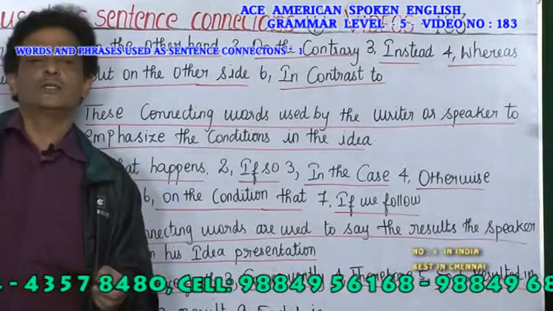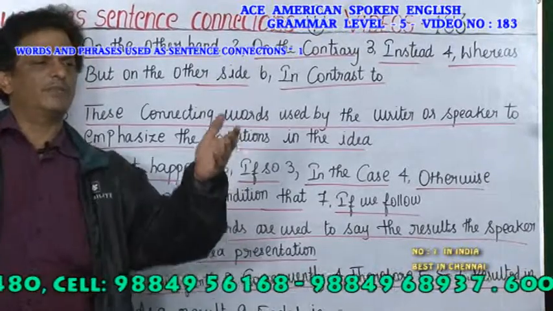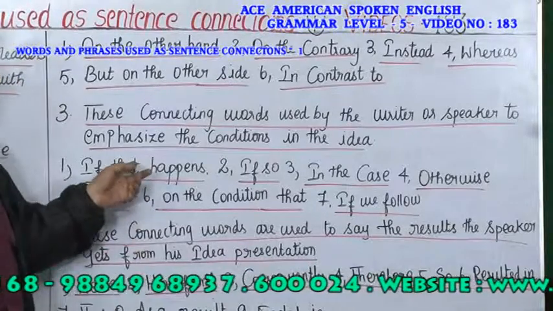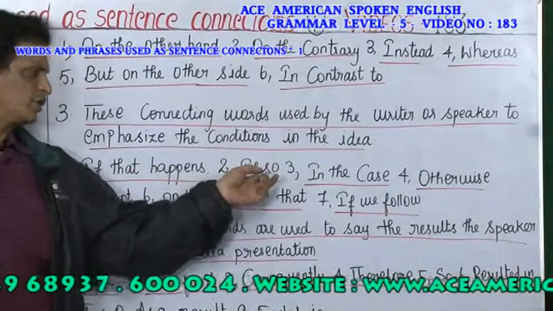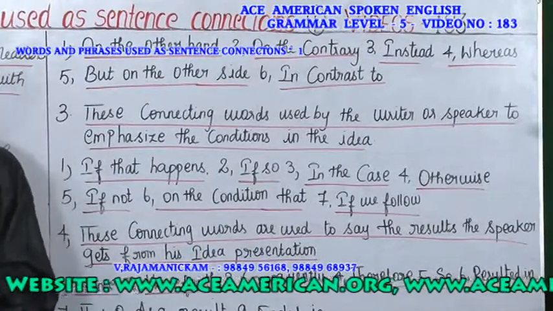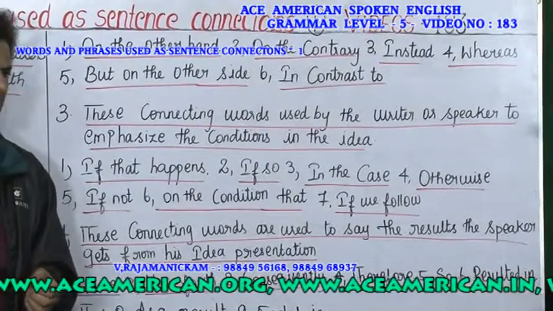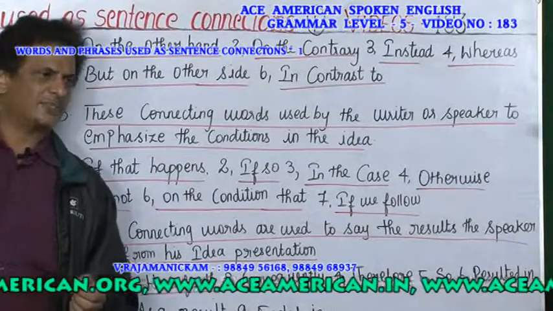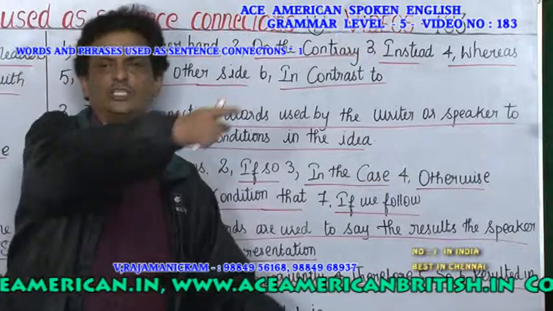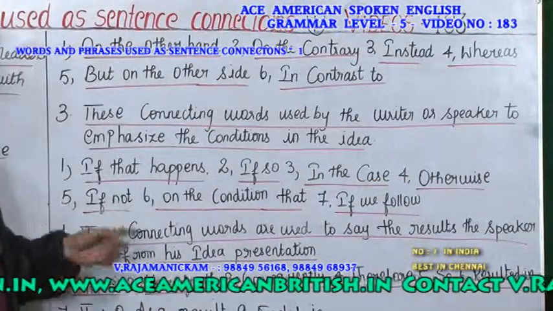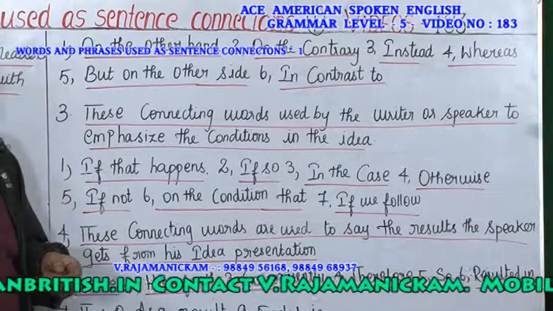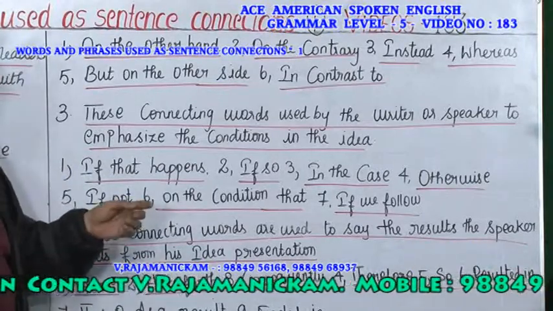Conditions means what? See, for example, this fellow is there, he wants to do software engineering. So what happens? If he wants to be a software engineer, what does he have to do? He has to have completed his +2 with maths, physics, chemistry, which is very important. Otherwise, condition, otherwise he won't get selected. If not, you are passing in the examination, you won't be allowed to join an engineering college.